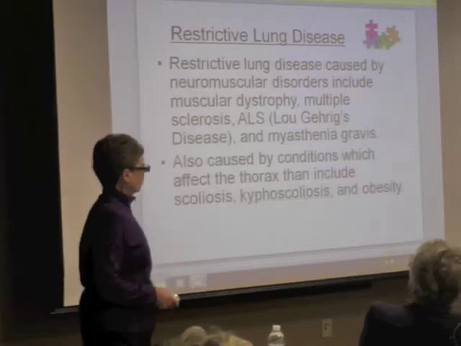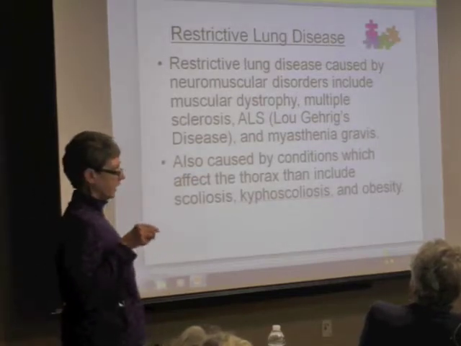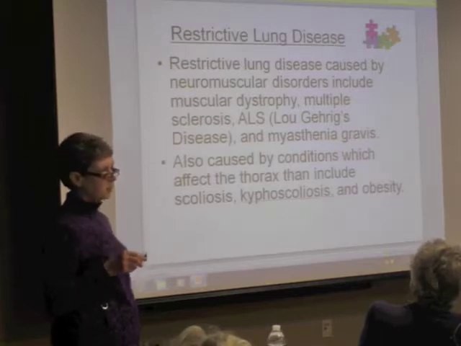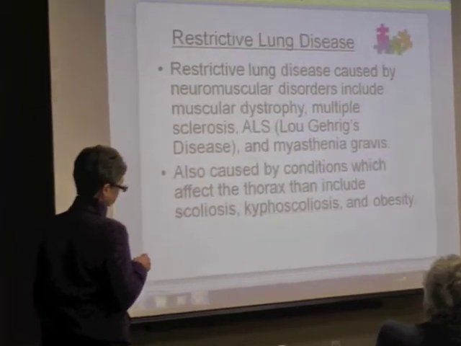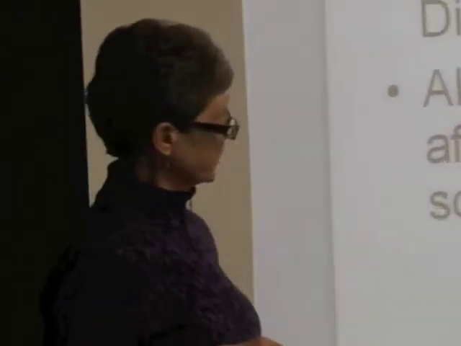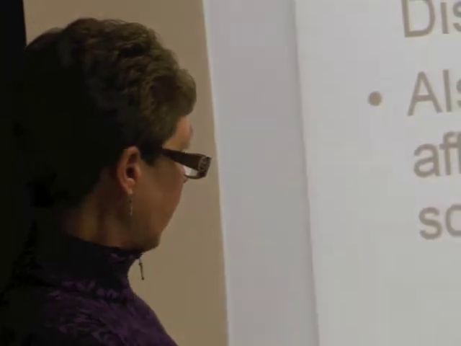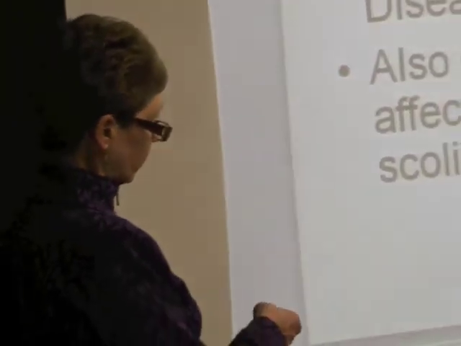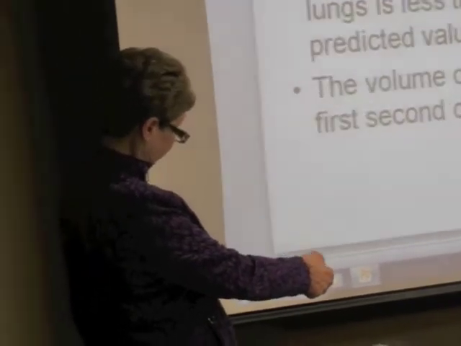It can also be caused by neuromuscular diseases, and these are people that don't actually have damage to the lung tissue, but the muscles that help them to breathe aren't working very well. Muscular dystrophy, multiple sclerosis, Lou Gehrig's disease, and myasthenia gravis. And diseases that actually affect the shape of your thoracic cavity: scoliosis, kyphoscoliosis, and obesity.